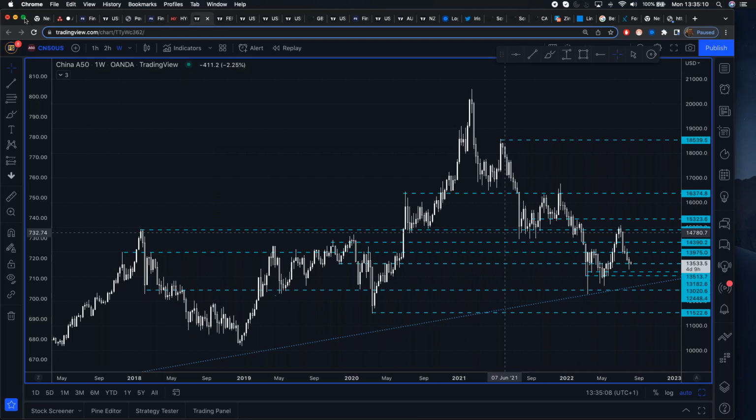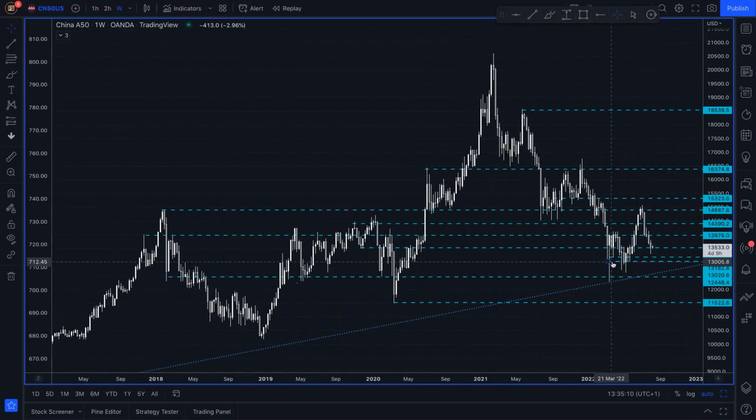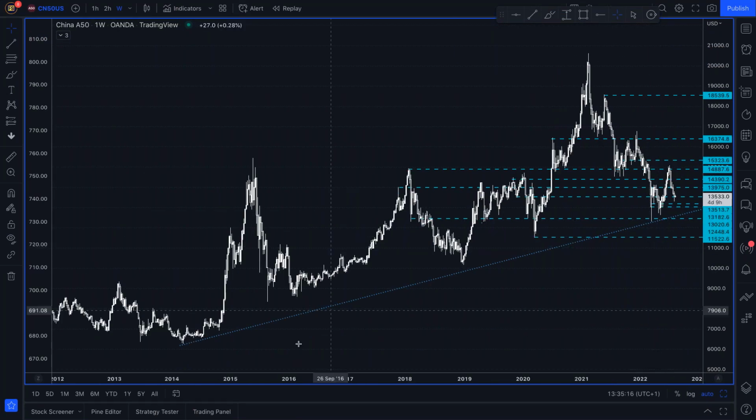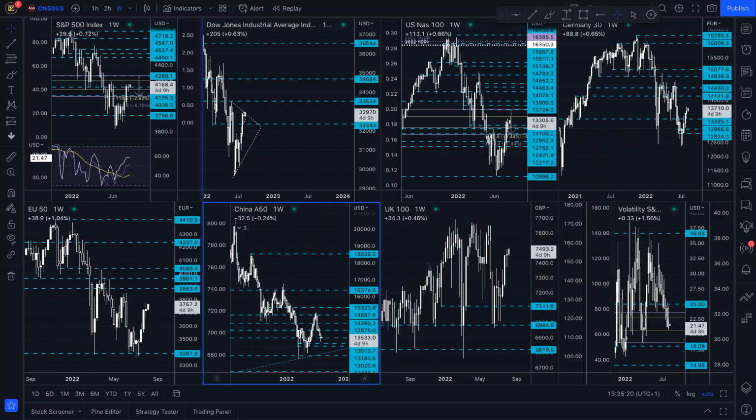But it is suitable for buying at market. But remember, stocks just underneath that 1200 region. If it goes lower, we could potentially look for a new opportunity. But that's what's going on with China's 50.